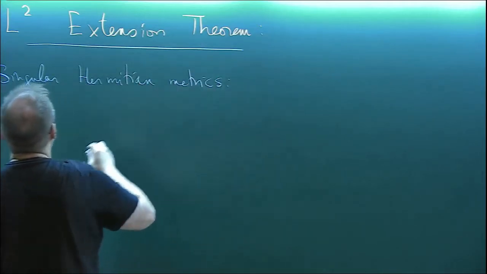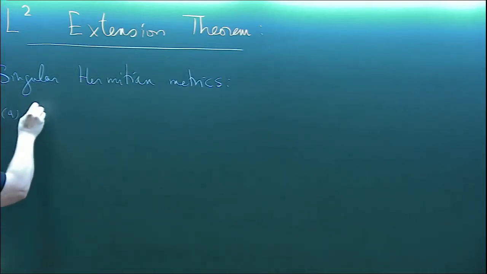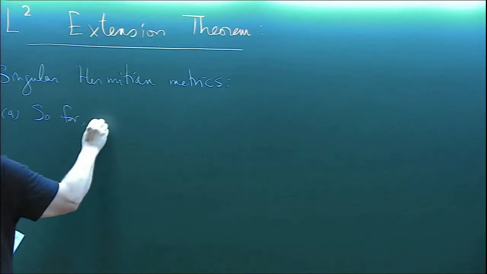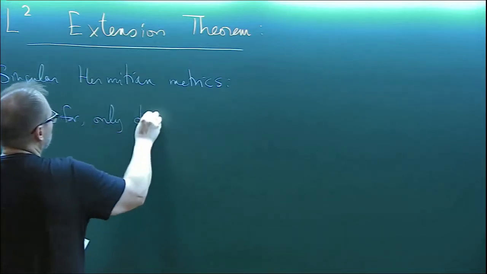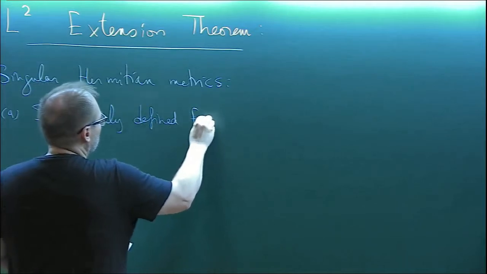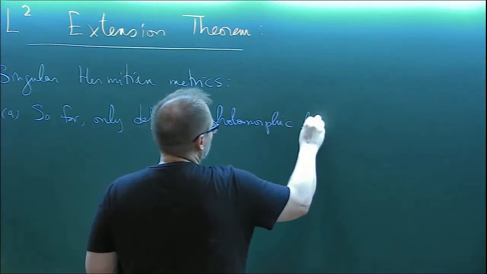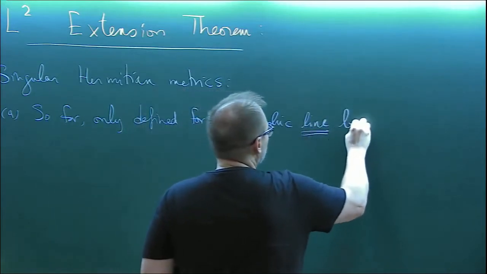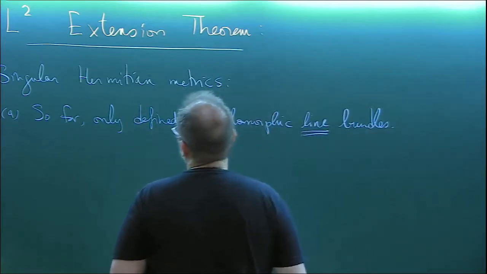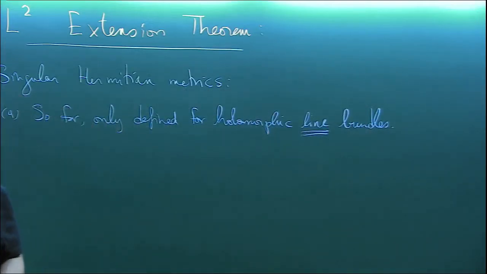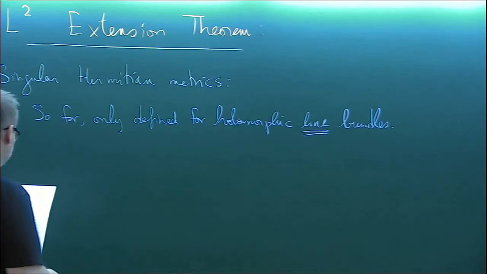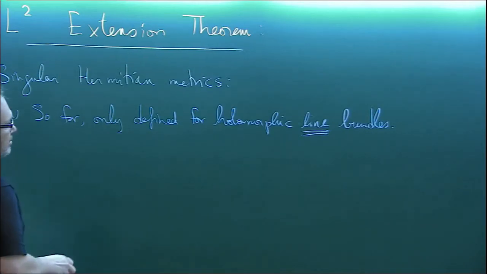So the first thing is that these are so far only defined for holomorphic line bundles, which is to say, that's the key word is line, which is to say that we can give a definition of singular Hermitian metric for vector bundles, but at the moment, we don't have one that we can actually do anything useful with. So I'm going to stick to line bundles, and let me tell you the definition.